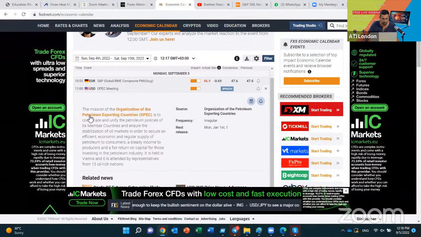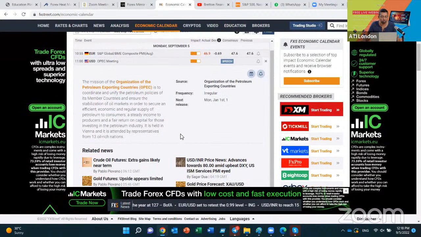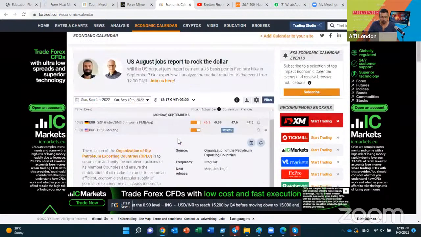You can actually see that the mission of the OPEC is to coordinate, unify. It also talks about when it is held. It is held in Vienna, and is attended by representatives from 13 oil-rich nations. So there's definitely some movement on both Brent and WTI expected this month as well, following this meeting. Okay, so there you go.